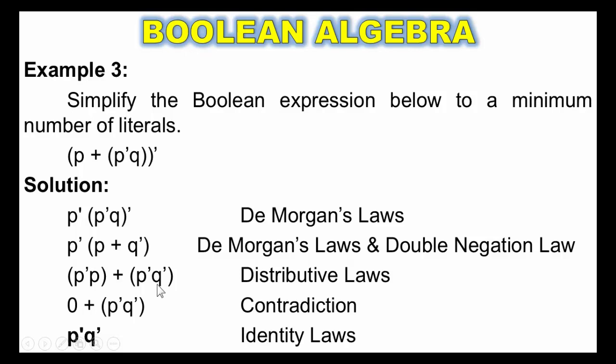Next, we examine the Boolean expression from left to right. We observe that this quantity not of P and P is a contradiction. So it becomes 0. And then the rest we copy, 0 or quantity not of P and not of Q. We can apply identity laws. So this expression becomes now not of P and not of Q. And that is the answer.